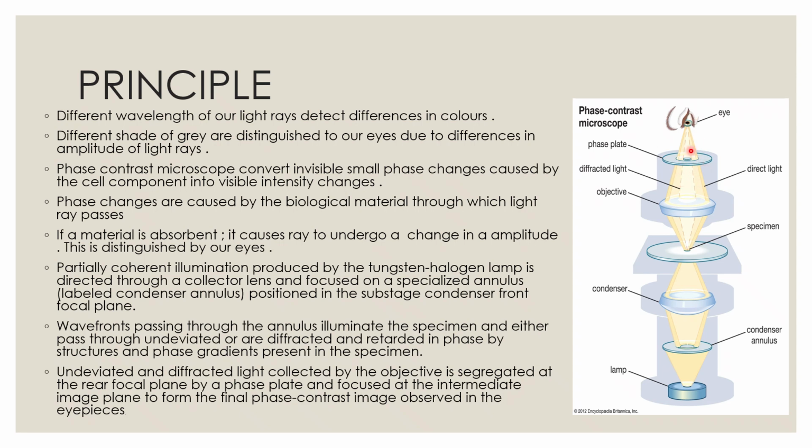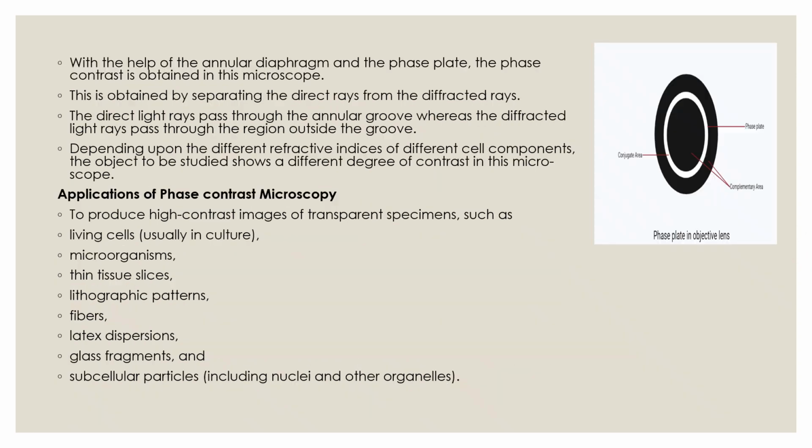This phase plate is also similar to this annulus, and it can make you clearly see the contrast. Because of this phase shift, you can easily see the contrast. So this is the principle of phase contrast microscopy. As you can see here, this is a picture of a phase plate in the objective lens. Next is the application of the phase contrast microscope.